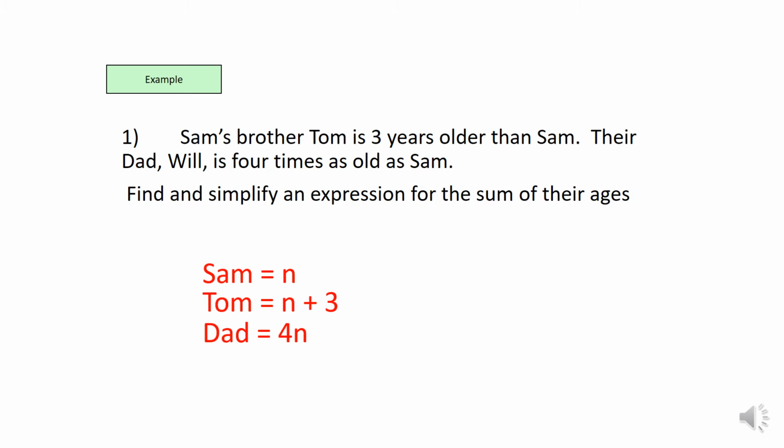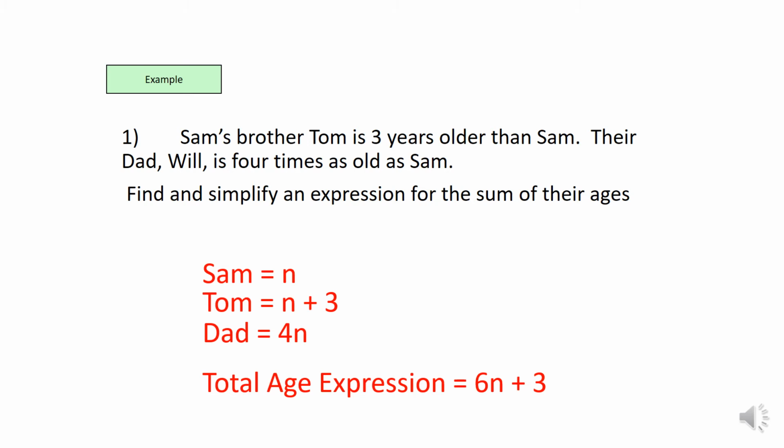Now the sum of their ages means the total of their ages. So in this case, we are just going to collect the like terms. And if we do that, we've got dad is 4n, Tom is n plus 3, and Sam is n. So if we bring all the n's together, that will be 6n. And then we just have a plus 3 on the end. So the final answer would be 6n plus 3.